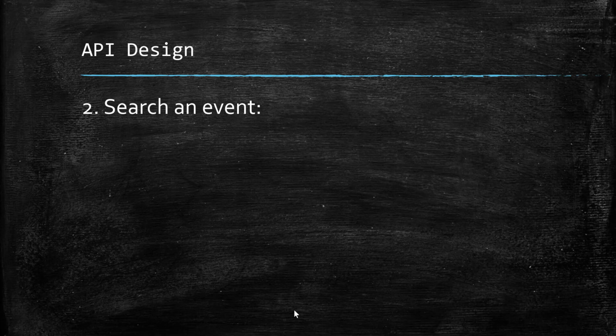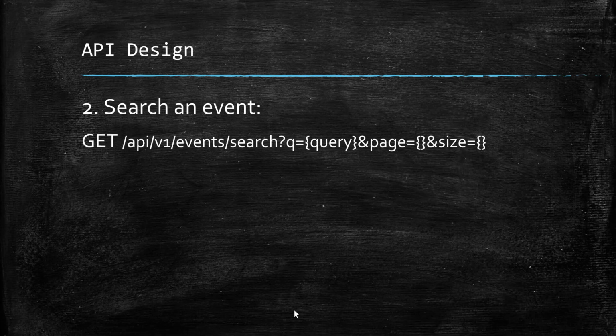Second functional requirement that we had was searching for an event. We'll create a GET API here as well, which will be /api/v1/events/search, with query parameter q, which will have the query that the user provides.